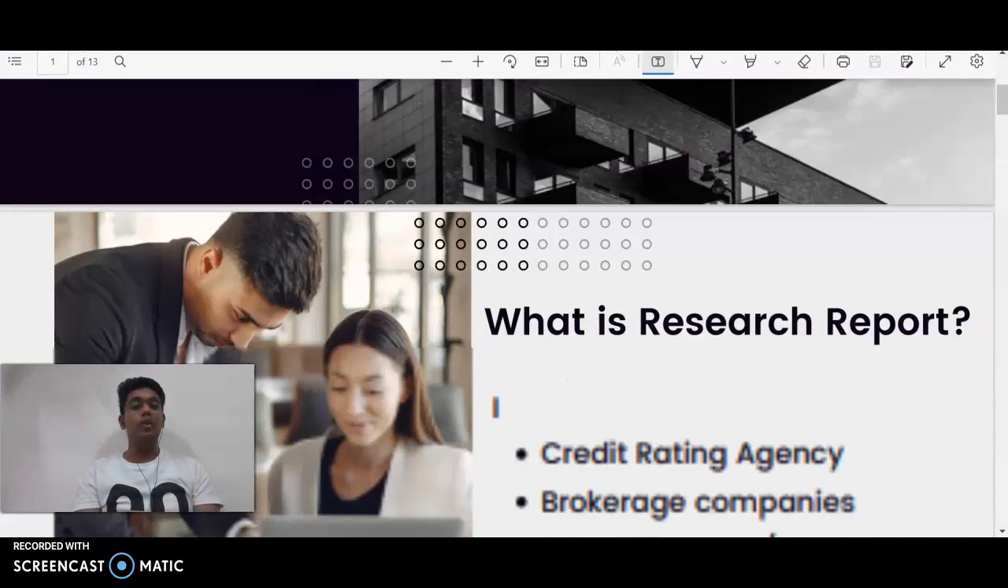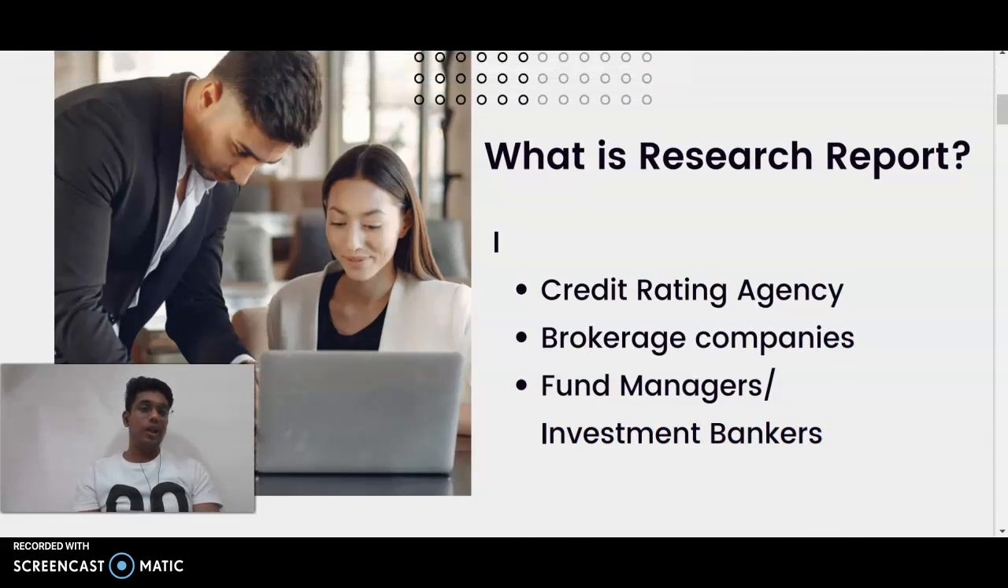Now, moving forward, what is a research report? It tells you about the company from start to end: the company background, the industry, the peers, the financials of that company, and the growth outlook. It is based on facts and figures, charts and patterns, collected from different sources.